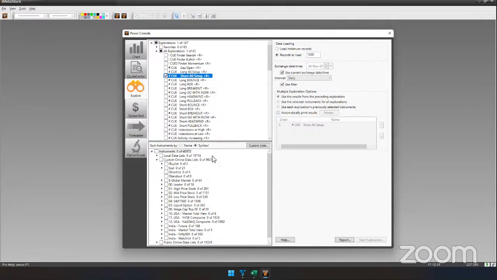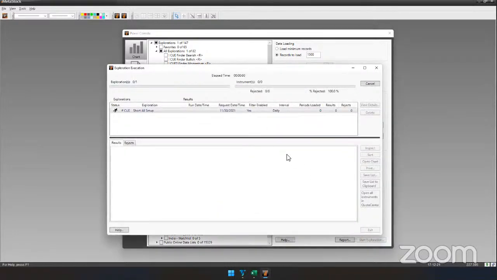Let's run the Q short all setup and let me run on liquid options, a smaller list. 362 stocks. Daily interval, only one is selected. So use the results from preceding exploration or use the selected instruments for all explorations. It doesn't matter because only one is selected. So I look here to make sure I have selected only the scans I want. I look at here to make sure the number is right for what I wanted to run it on. The interval is correct. Use filter should be always checked. Use current exchange rate time. So real-time scan and start the Explorer.